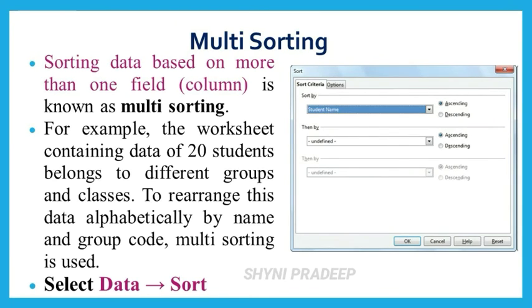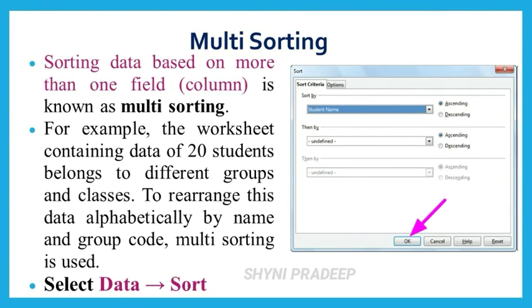The sort dialog box will appear on your screen. In that dialog box, you have to select the field name from the sort by drop down list box and then choose the order of sorting, which means ascending or descending. Then another field name is given. You have to select that field name also from the then by drop down list box, and next choose the order of sorting, which means ascending or descending. After that click OK button.